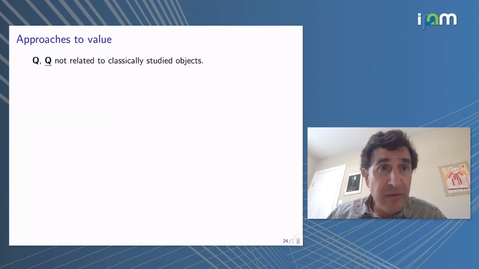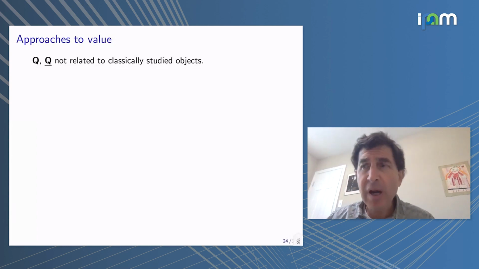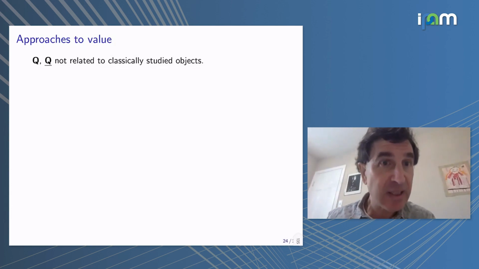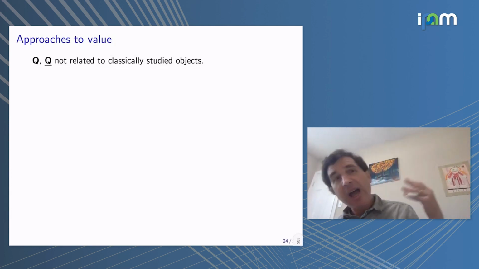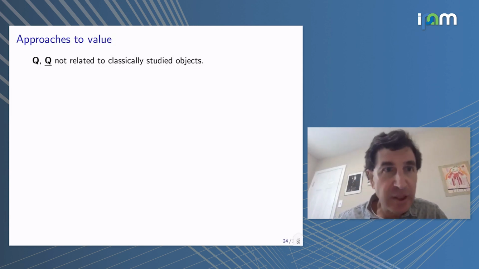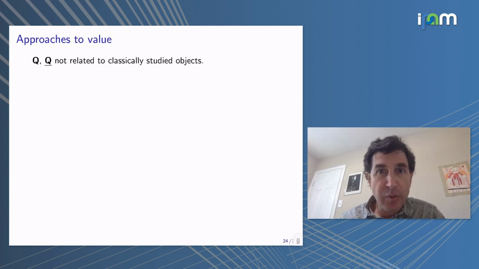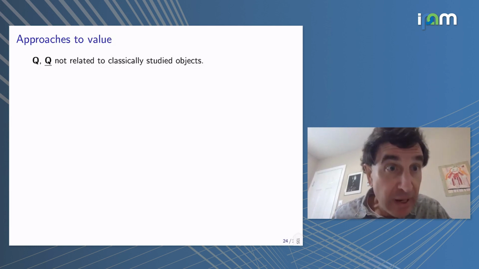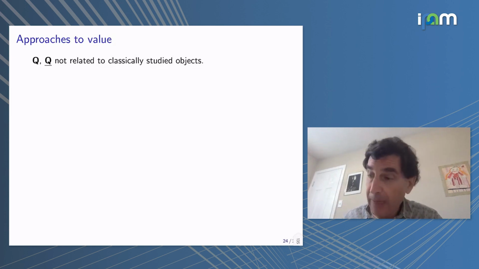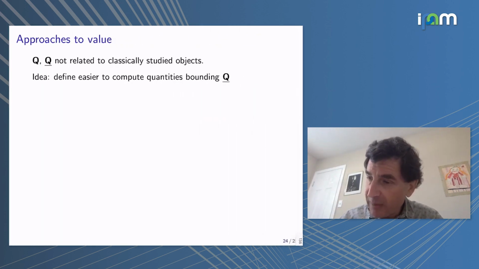When I first saw this matrix multiplication problem and border rank, I was like, this is great. Algebraic geometers have been studying this stuff for over 100 years. I could just profit off all the hard work and brilliant insights of these algebraic geometers who came before to prove stuff about border rank. But these subrank and border subrank are not obviously related to classically studied objects.